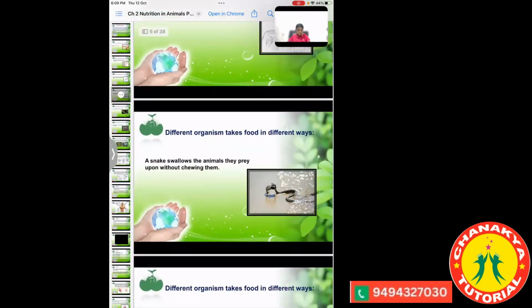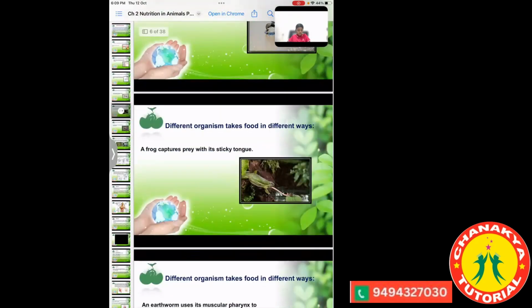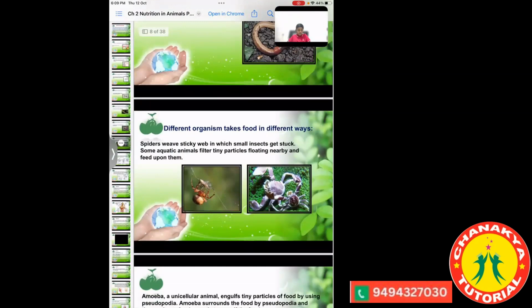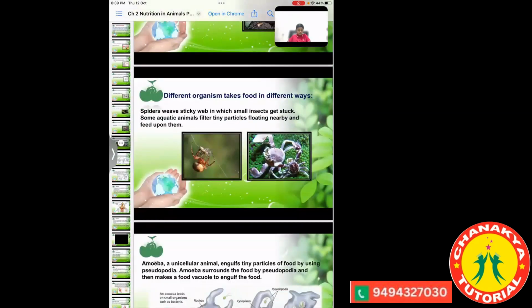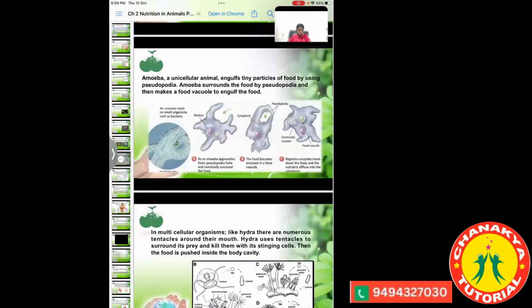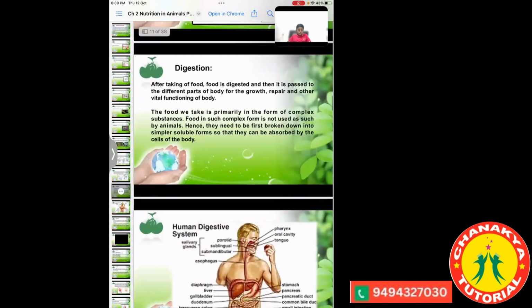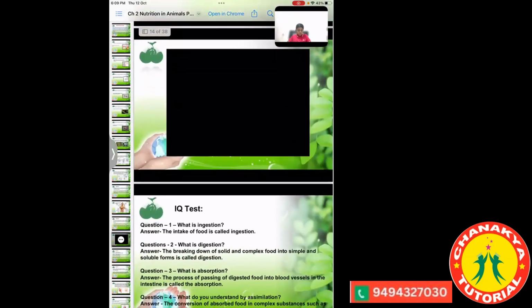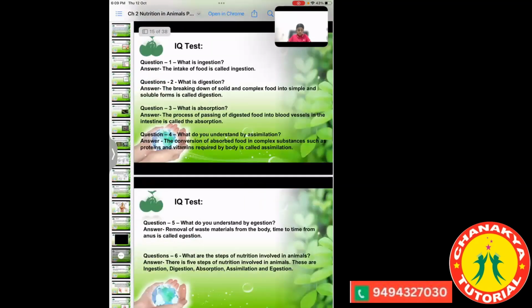The snake swallows the food without chewing it. Then the frog captures the prey with the help of the tongue. The earthworm uses the pharynx to swallow the food. The spider makes a web, and through that the insect gets stuck. Then today we have discussed the amoeba. Amoeba engulfs the tiny particles using the pseudopodia. Now we'll go to the next topic, which is human nutrition, or the steps of human nutrition.